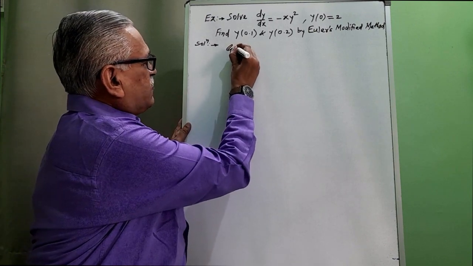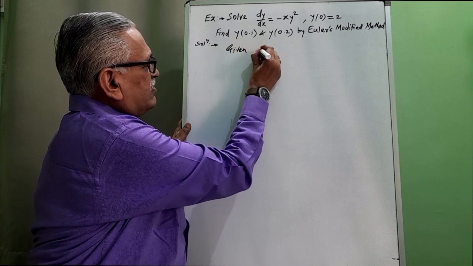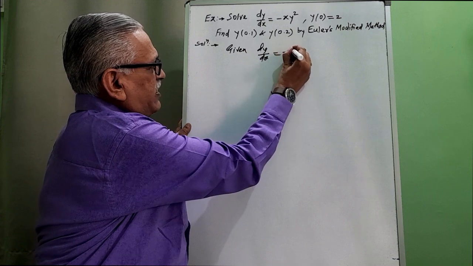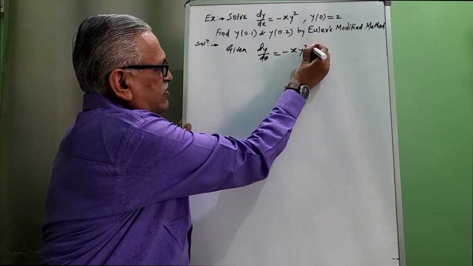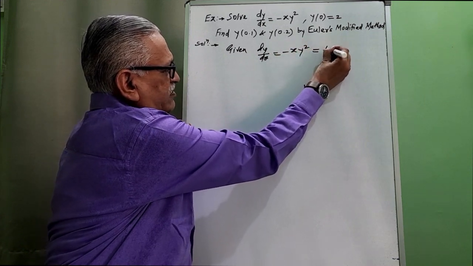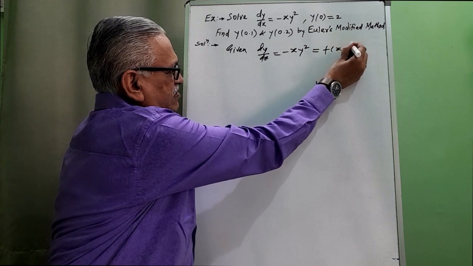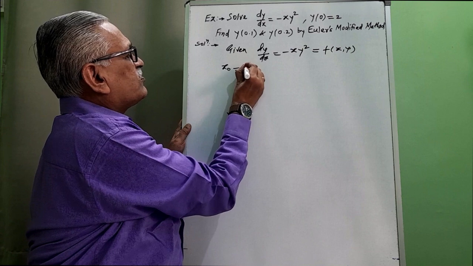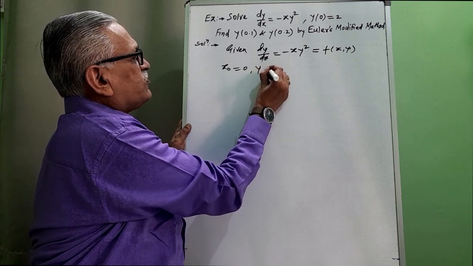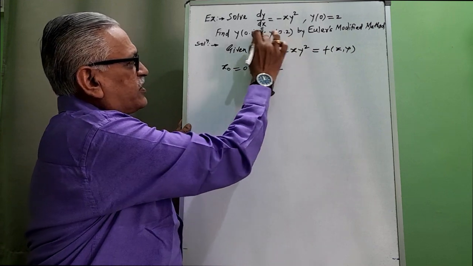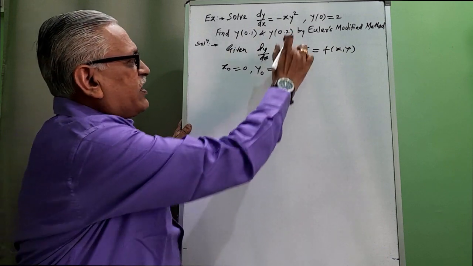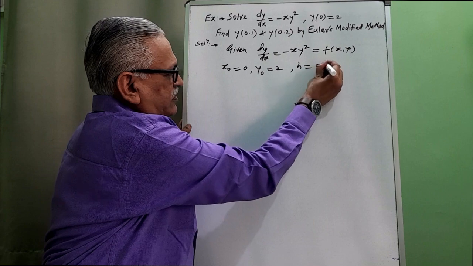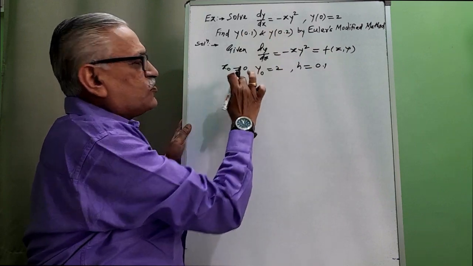Here the given differential equation is dy by dx is equal to minus x y square. We call this f of x y. The condition is x0 is equal to 0, corresponding y0 is 2. And to determine y at 0.1 and y at 0.2, let's consider h as 0.1, the difference between these two.